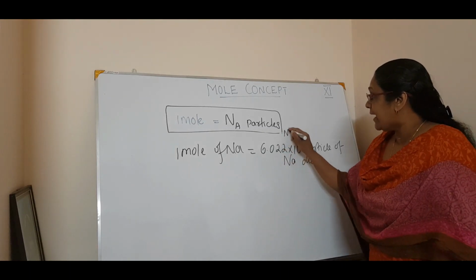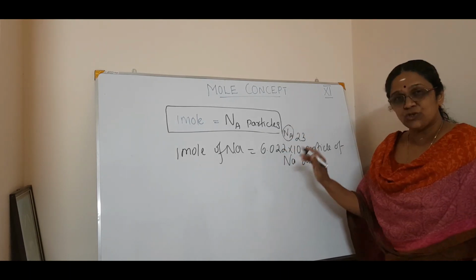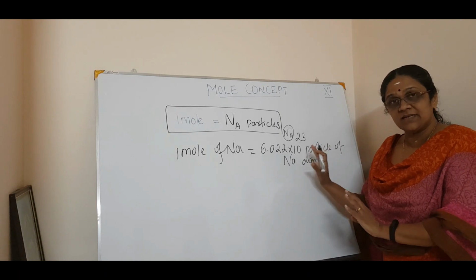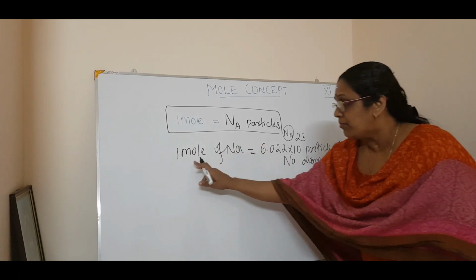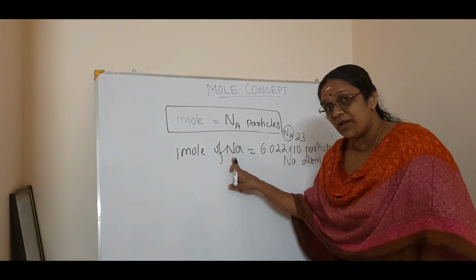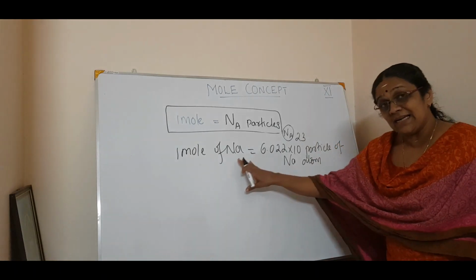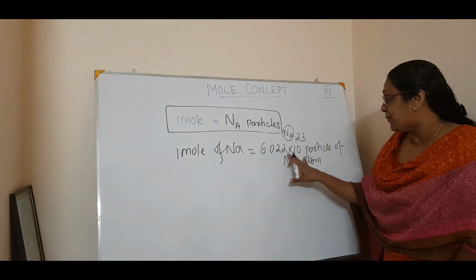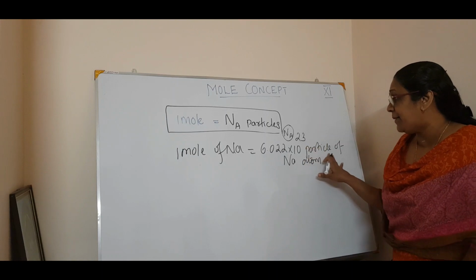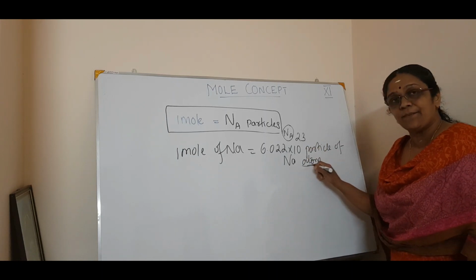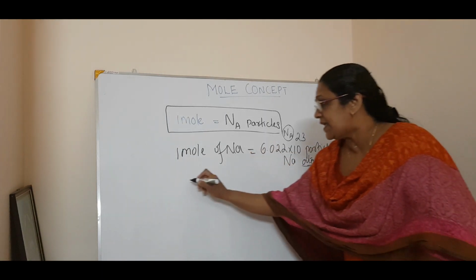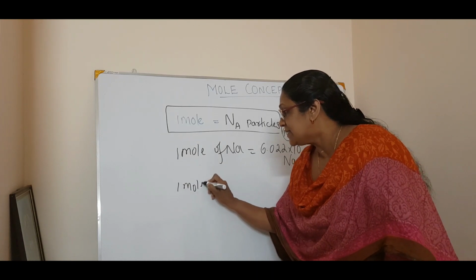Instead of this, I can write Na, just to make the concept clear. So, 1 mole of sodium element or sodium atom contains how many particles? 6.022 × 10^23 particles of sodium atom. Correct?